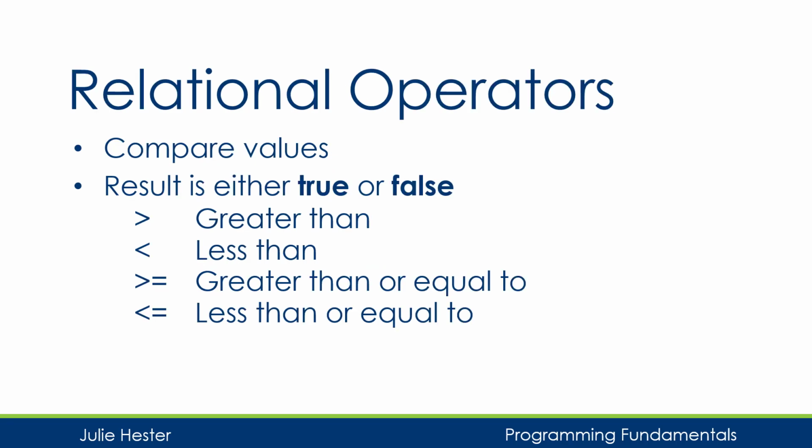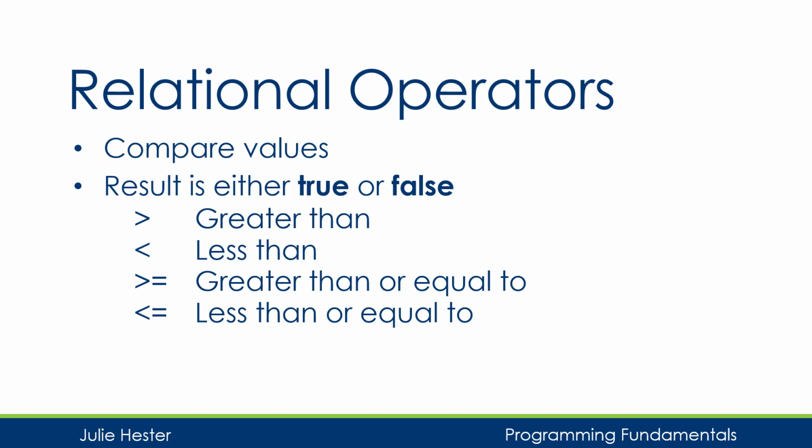So first, let's talk about relational operators. When we use these operators, we're trying to compare two values, and the result of this comparison is going to either be true or false. These first four operators, you've probably seen in math class, where you would compare two numbers to find out if one of them was larger than the other or less than the other, and so forth. With each of these operators, you would have a number or an expression on each side of the operator.